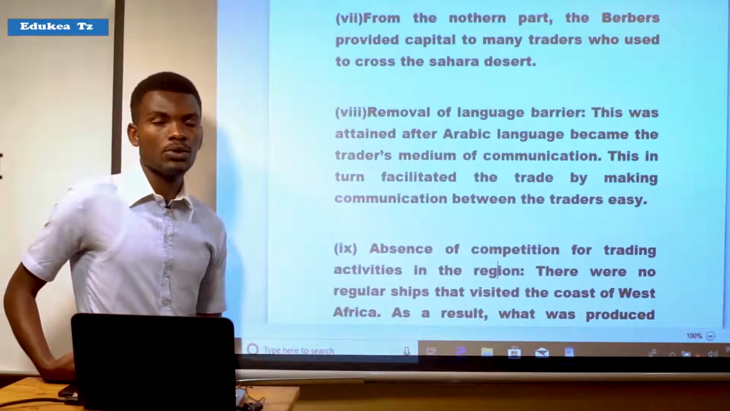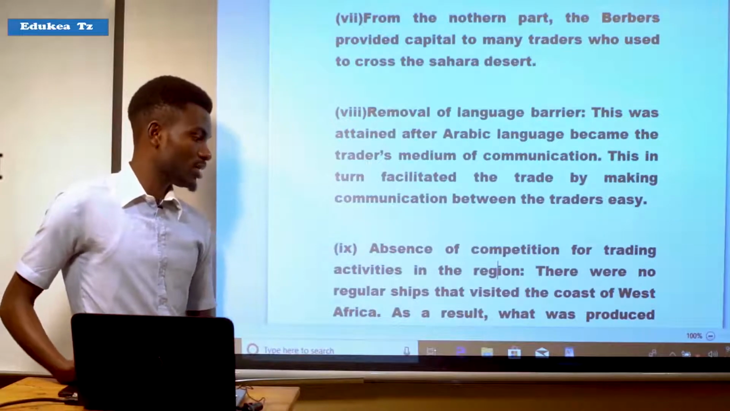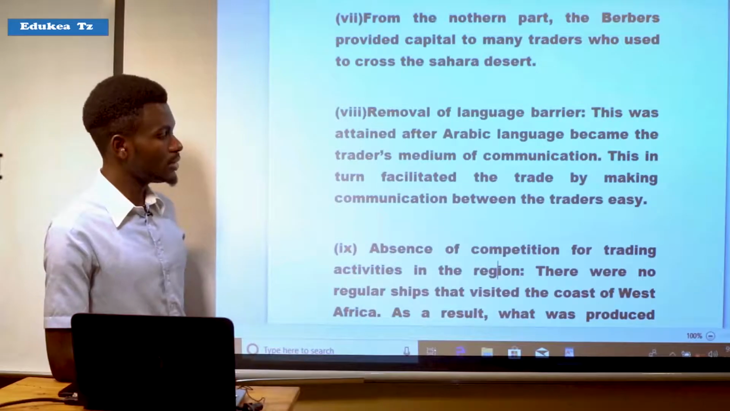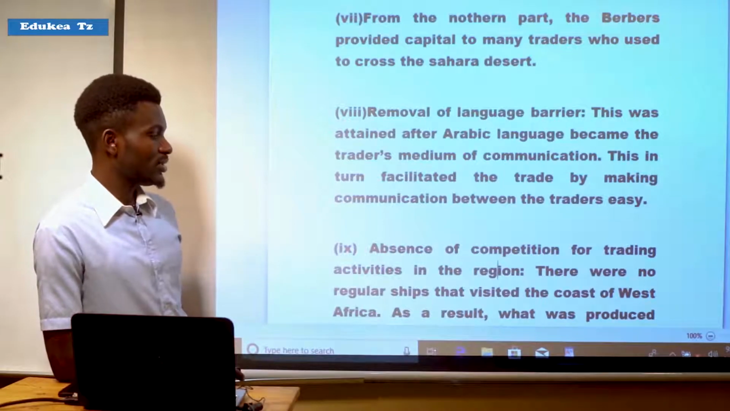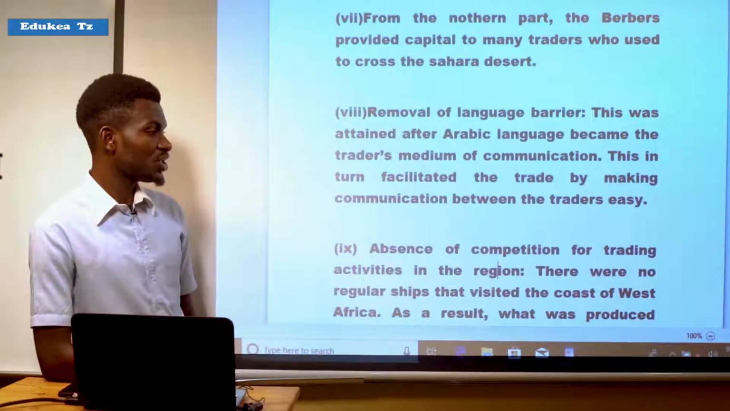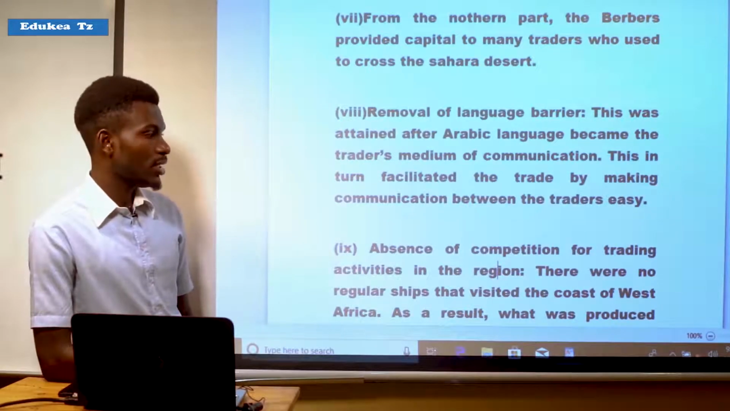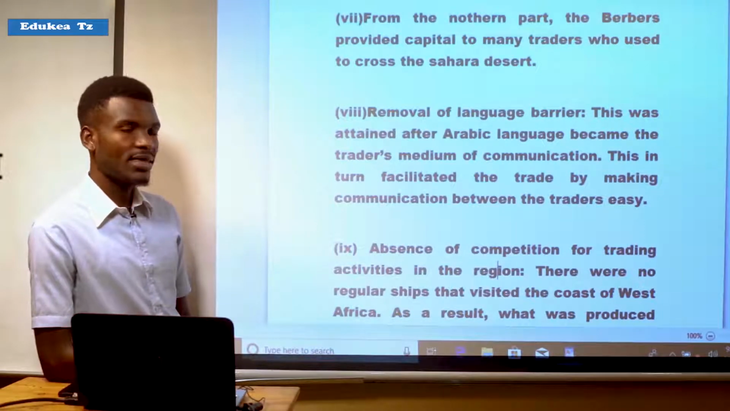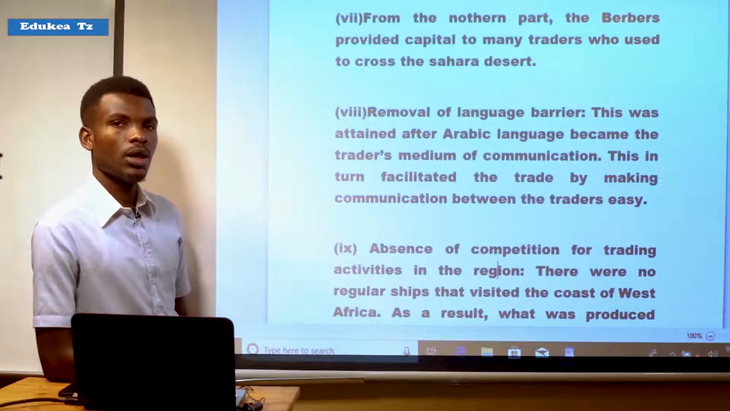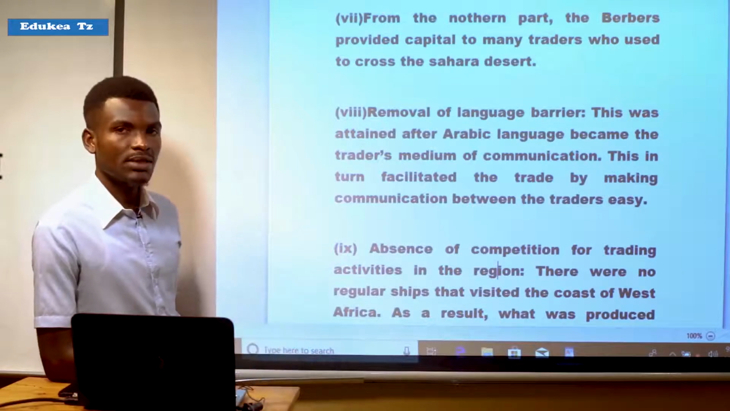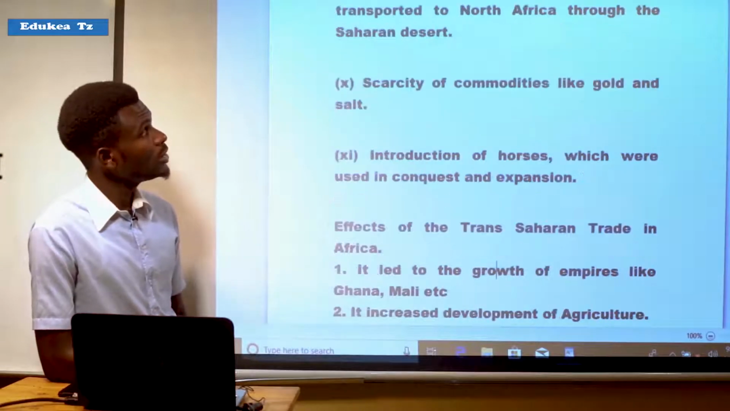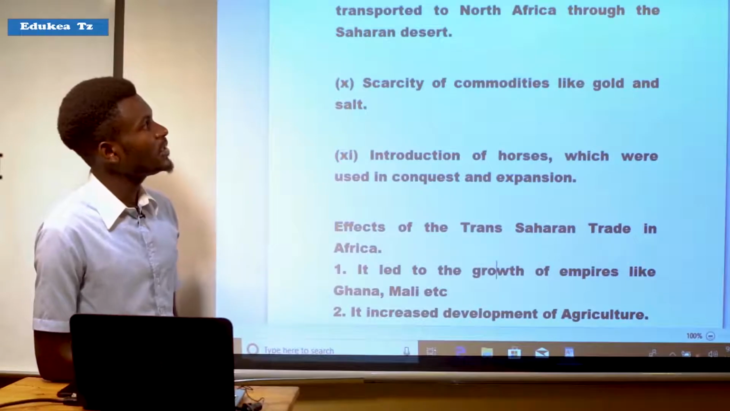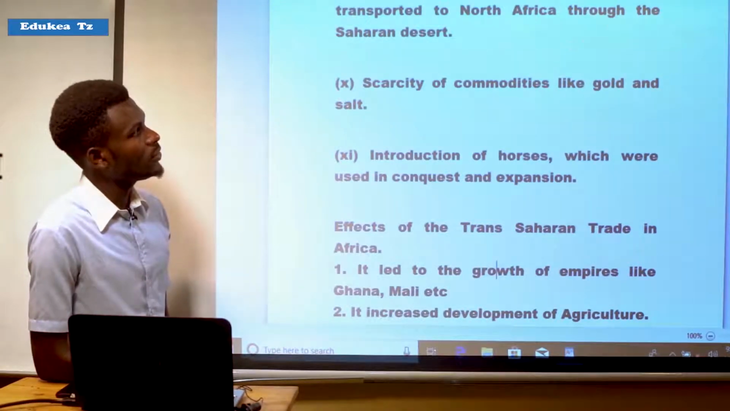That led to the growth of transatlantic trade. And another one was absence of competition for trading activities in the region. It means that there was no competition for trading activities in the region, and there were no regular ships that visited the coast of West Africa. As a result, what was produced from the forest zone was peacefully transported to North Africa through the Saharan Desert.